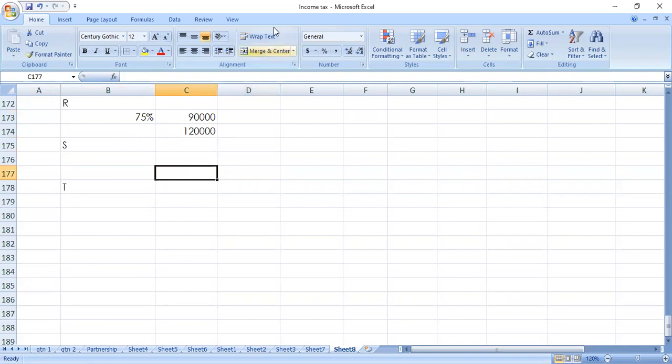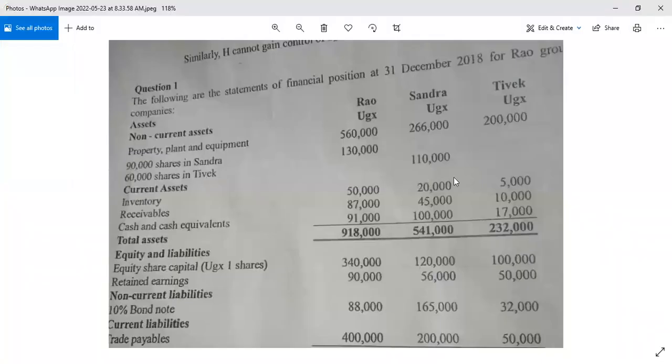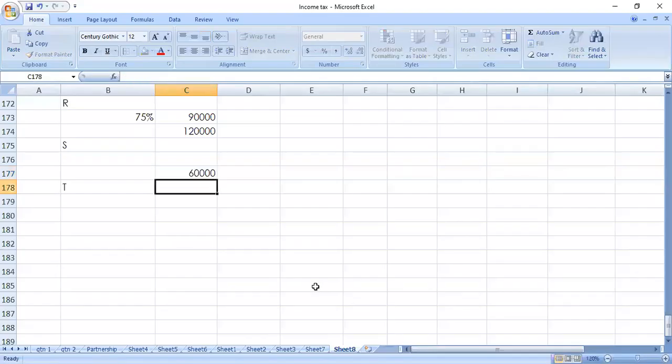Okay, then S bought shares in TVEC. How many were they? They were 60,000, and TVEC has share capital of 100,000. Okay, 100,000 shillings divided by 100. So you come and you show that 60,000 divided by 100,000 times 100%, you get 60%.